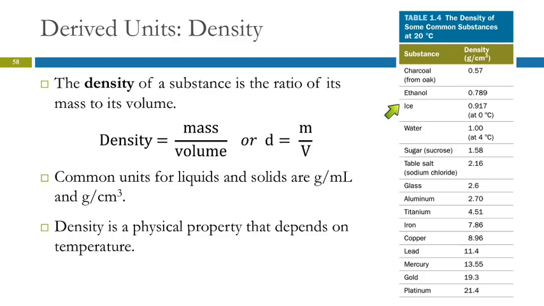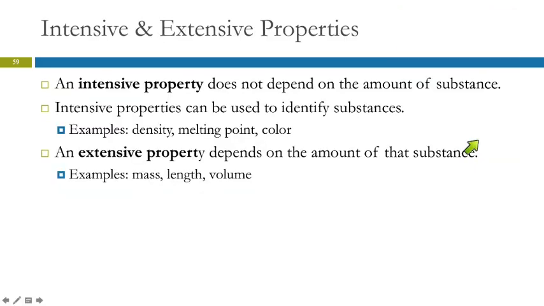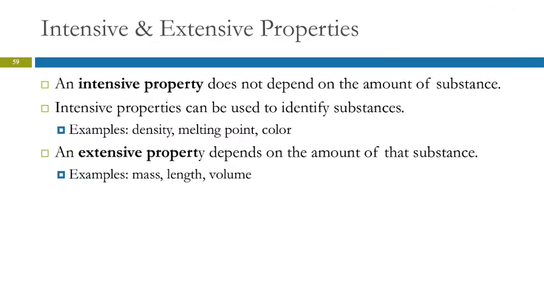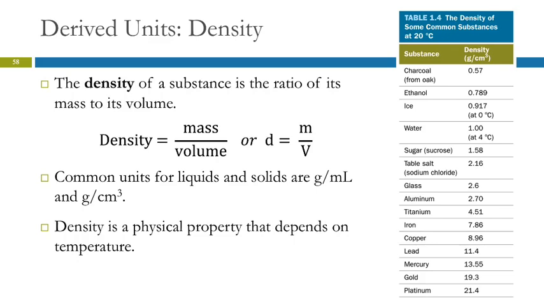And you'll notice for water, they specify the density of ice, which is solid water, and liquid water. So the density of ice at 0 degrees Celsius, which is the freezing point, is 0.917 grams per cubic centimeter. Water reaches its maximum density at 4 degrees Celsius. So the density of water is 1.00 at 4 degrees Celsius. And that would be a good one to know.